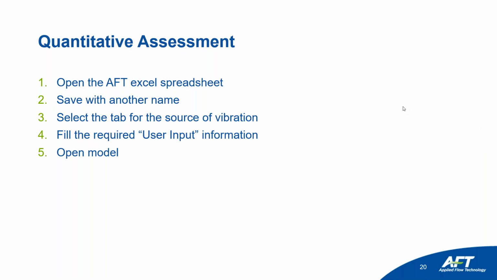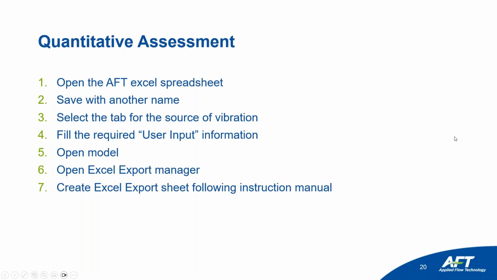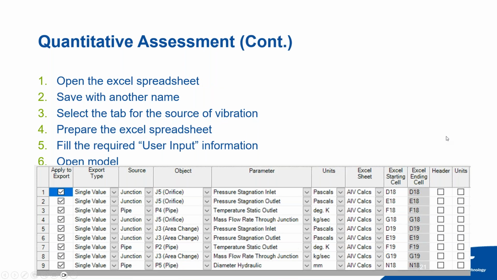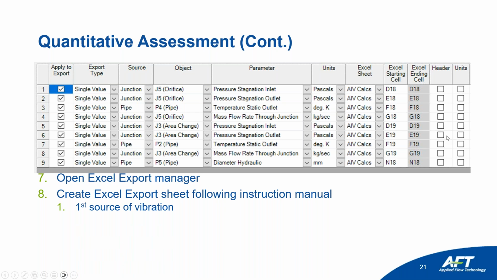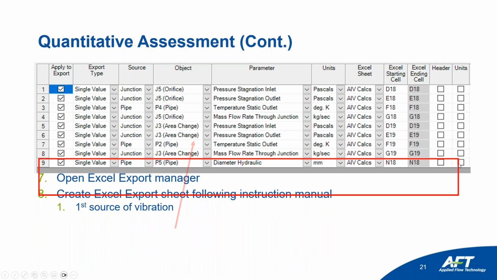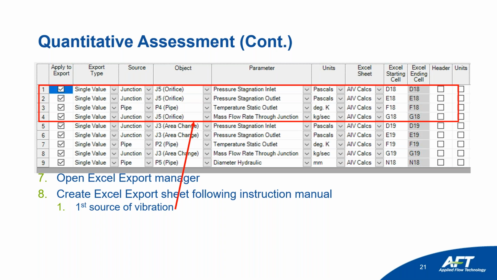So now, once we fill the user input information, we open the model. We open the Excel Export Manager, and we create the Excel export sheet following the instruction manual. We have two sources of vibration. So for the first source, we have to create the following Excel export sheet. The first source is the orifice.